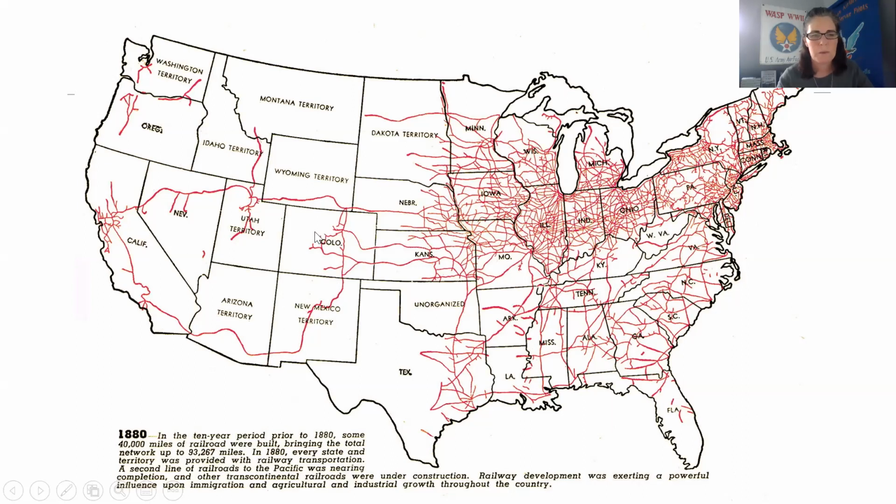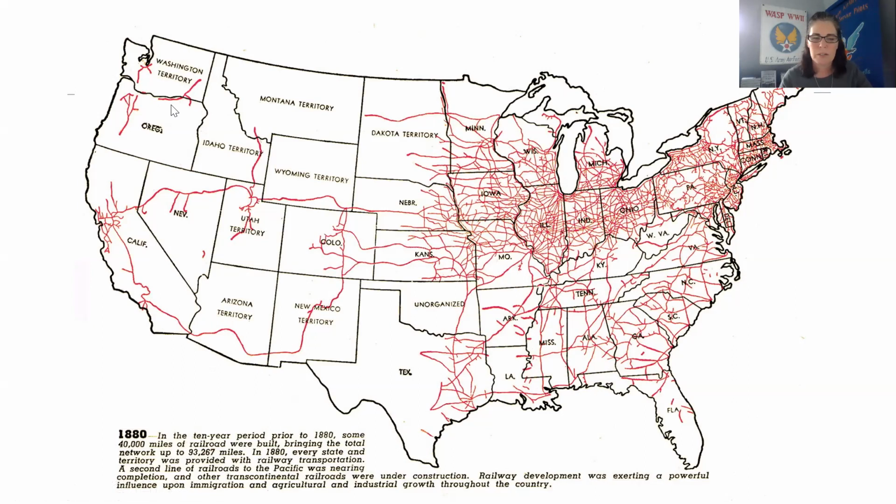Now remember, there are people that live here. Native Americans live here. They have their own ways of life. And they're going to be deeply influenced by this. Even Dakota territory is going to have trains. So just all over the United States, you have the development and growth of these trains.